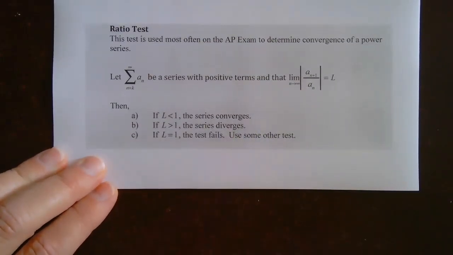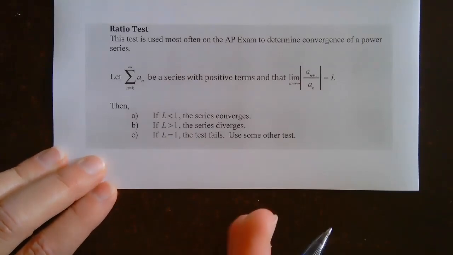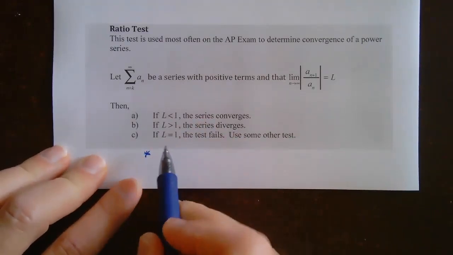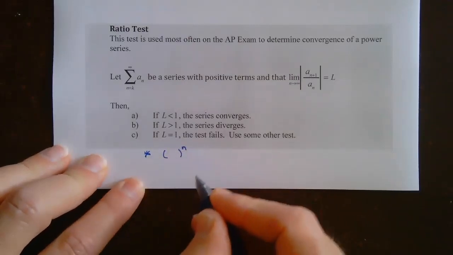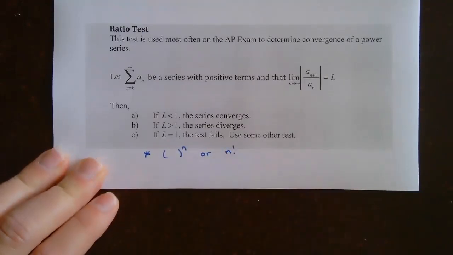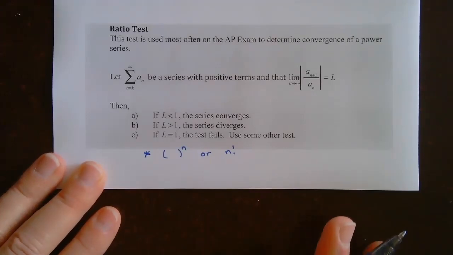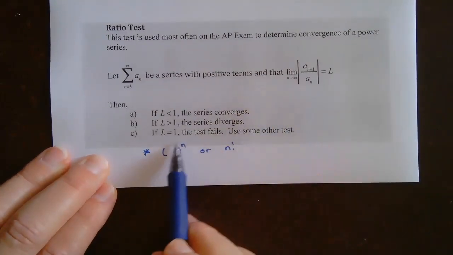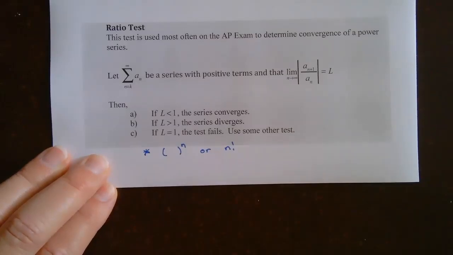When do you want to use it? What features of the series do you look at and go, oh, I should use the ratio test? I told you this before, but it doesn't hurt to say it again. We want to look to using this ratio test when we have something to the nth power or n factorial, because terms are going to cancel out. Because we're doing a ratio here, we're dividing, if we have something to the nth power and n factorial, stuff's going to cancel. That's why we want to use this.